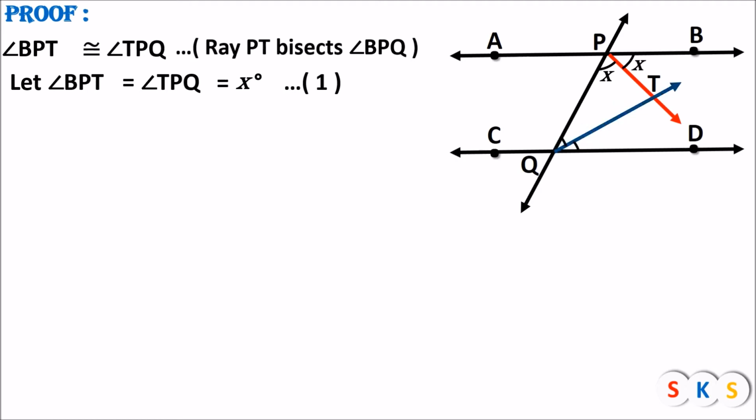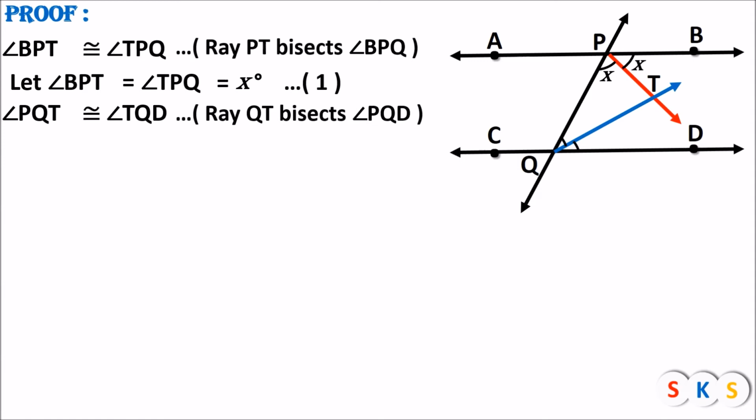Now similarly, look at this figure. Here ray QT is a bisector of angle PQD. It means it divides angle PQD into two equal angles. They are angle PQT and angle TQD, and both will be congruent as ray QT is a bisector of angle PQD. Now we will take angle PQT as y degree. So the angle TQD will also be y degree as they are equal. Let angle PQT equals angle TQD equals y degree. It will be equation number 2.